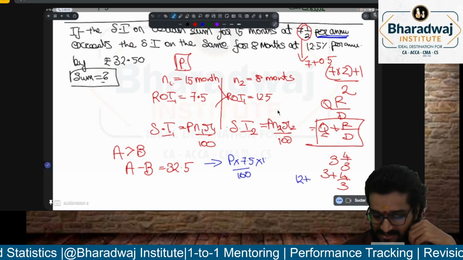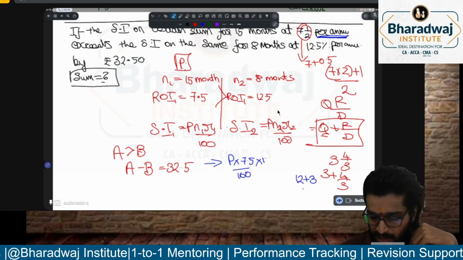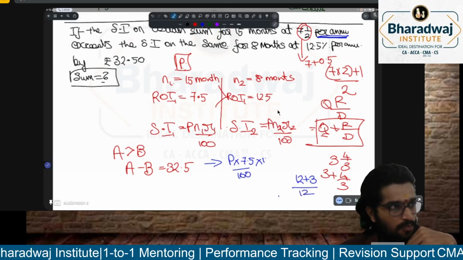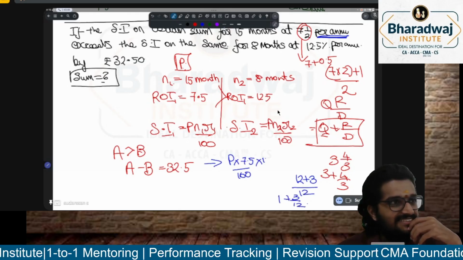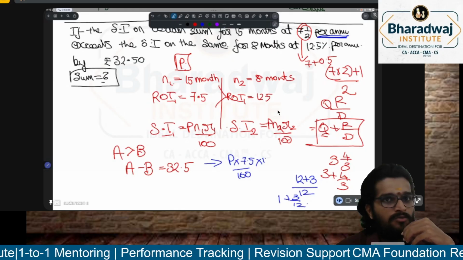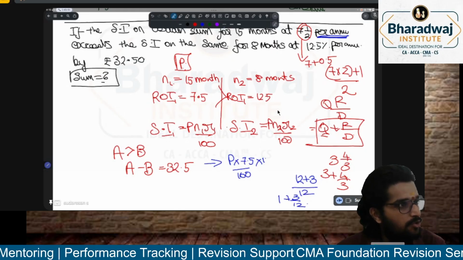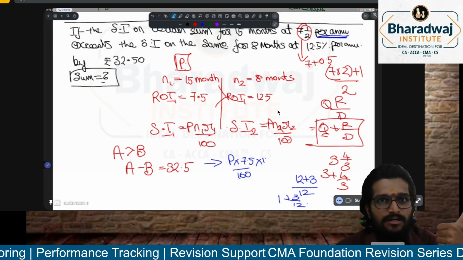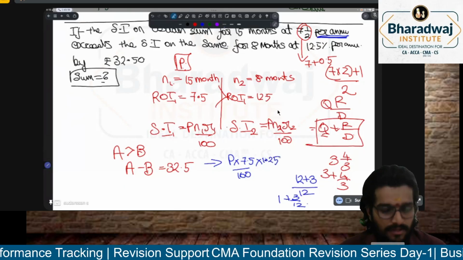12 plus 3. You have to convert it into years, divided by 12. 1 plus 3 by 12, again a mixed fraction. 1 by 4. It will be 1.25, yes or no? Into 1.25. Clear?